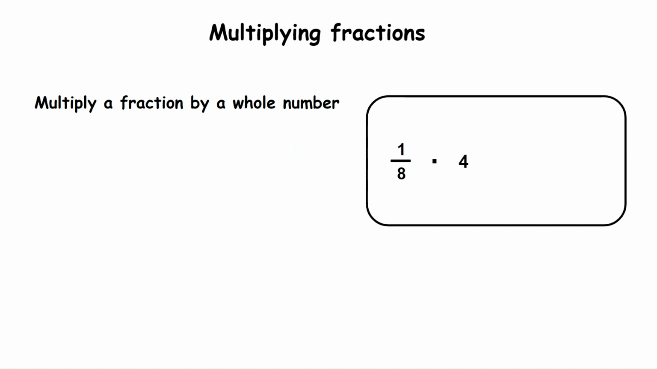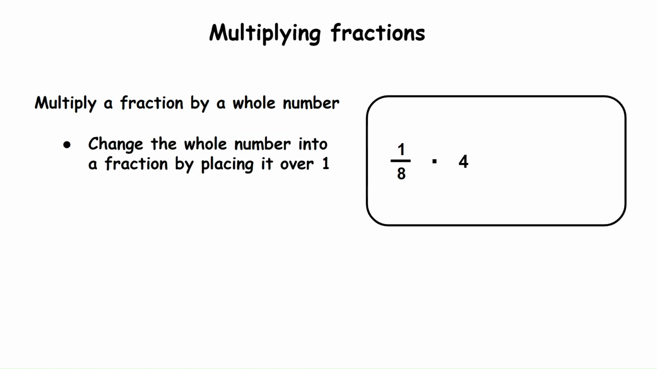Our example we're going to use is 1 over 8 multiplied by 4. Now, the issue here is that we have two different types of numbers. We have a fraction, and we have a whole number. But this can be fixed by changing our whole number into a fraction. So how do we do that? Well, we can change the whole number into a fraction simply by placing it over 1. So let's do that. We've just placed 4 over 1.